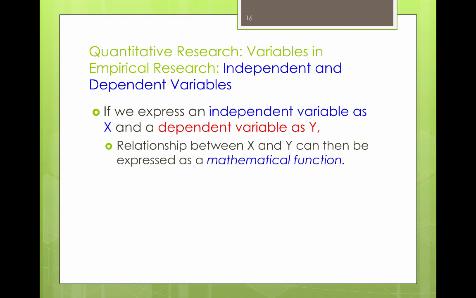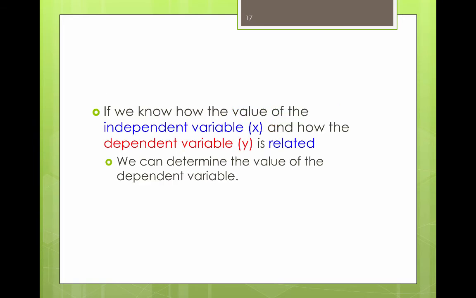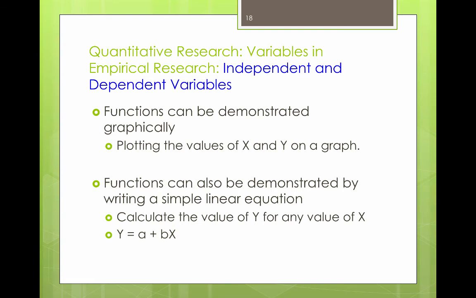We can express an independent variable as an x and a dependent variable as a y, and then we can graph them. They can also be expressed as a mathematical function. If we know the value of the independent variable, then we know how it is related to the dependent variable. We can determine what the dependent variable is. We can also plot this graphically or use a simple linear equation. For example, y equals a plus bx.